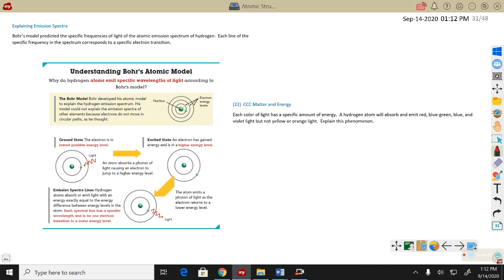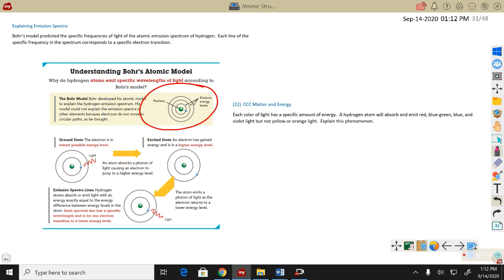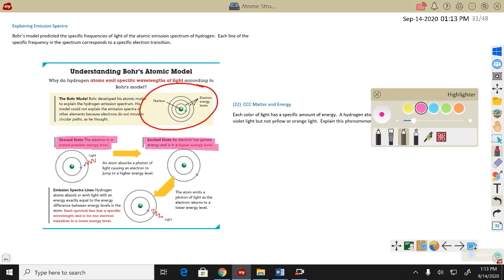Okay, so here's kind of a general hydrogen atom. Now, some very important vocab. We should highlight these or somehow make note of these. Ground state and excited state. Those are important. Okay, so the ground state is like home base. The ground state is the lowest energy level. It's like where the electron would normally be found.